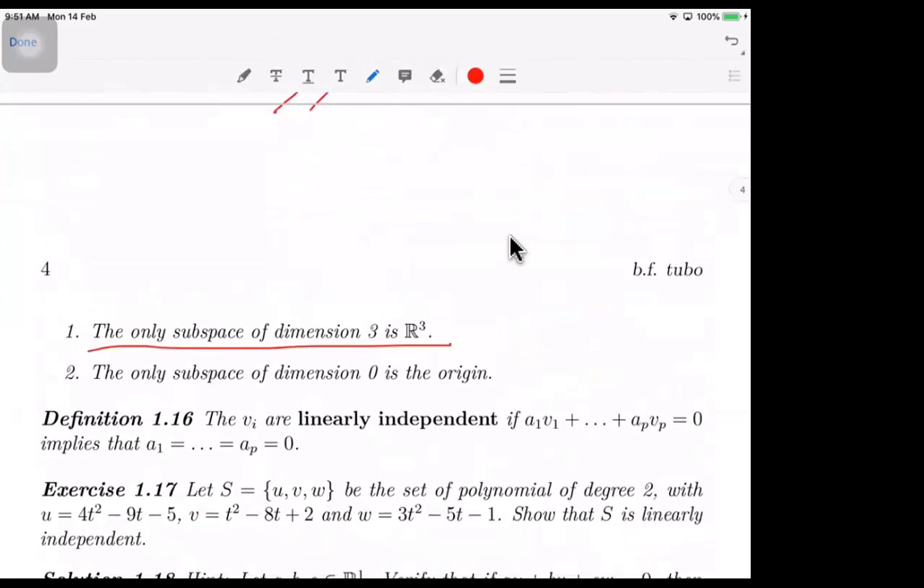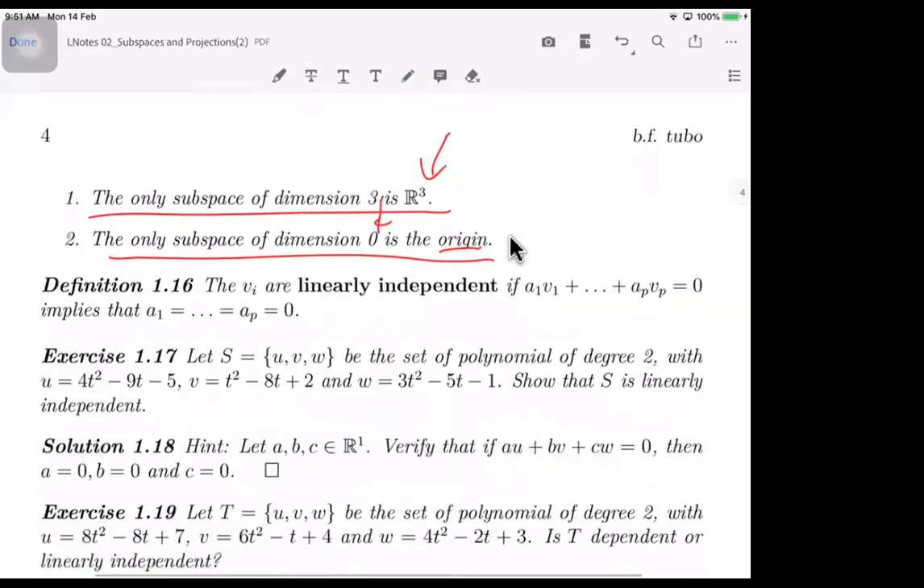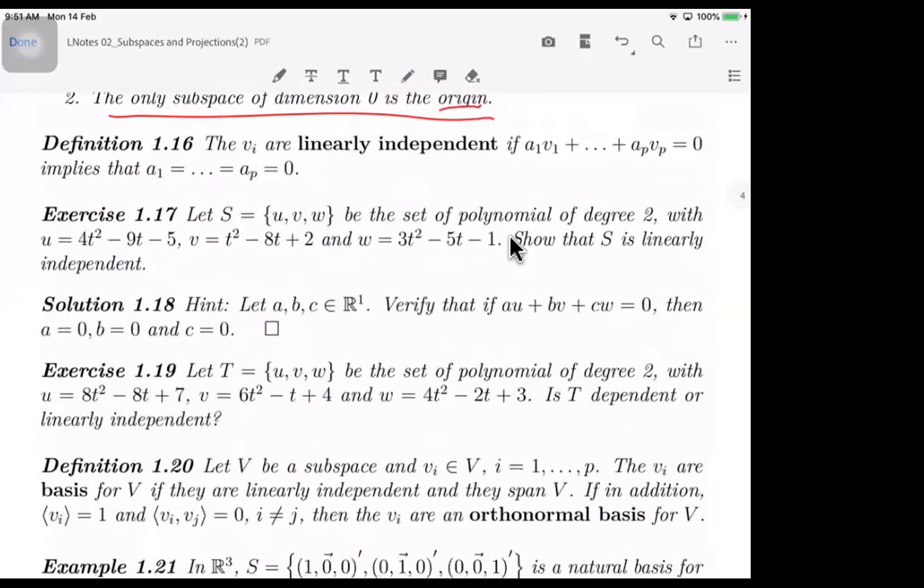Okay, the only subspace of dimension 3 is R3. And the only subspace of dimension 0 is the origin. Okay, next. Let's define linear dependence.